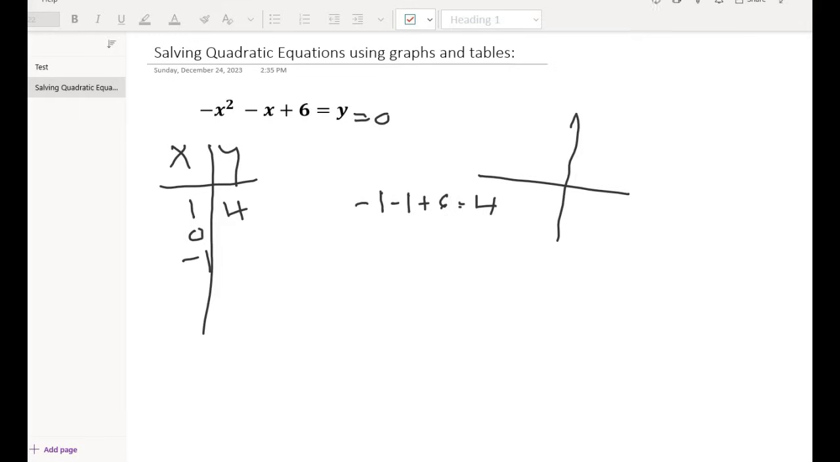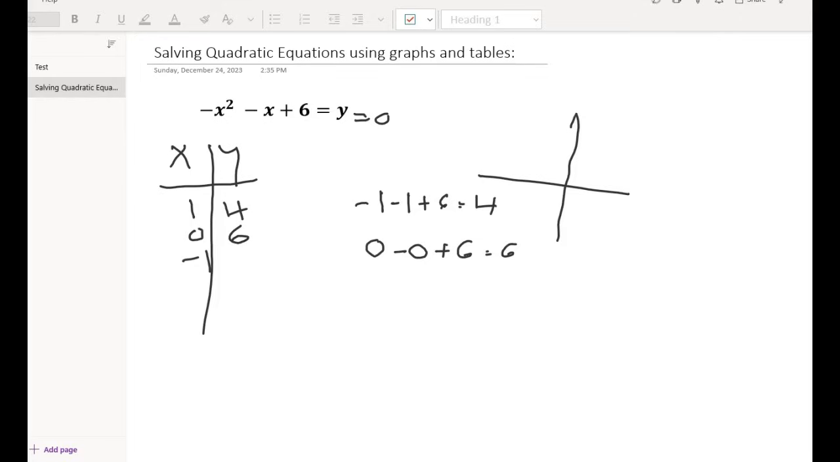Okay, then we plug in 0, which is going to be 0 squared, which is 0, minus 0 plus 6. So we get 6 out of this one. So where x is 0, y is 6.